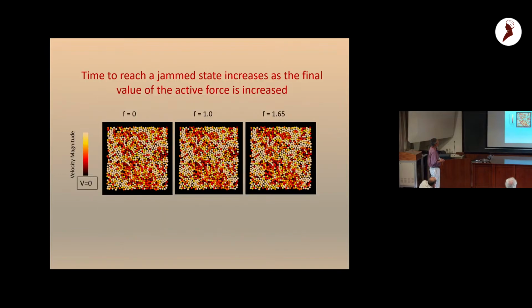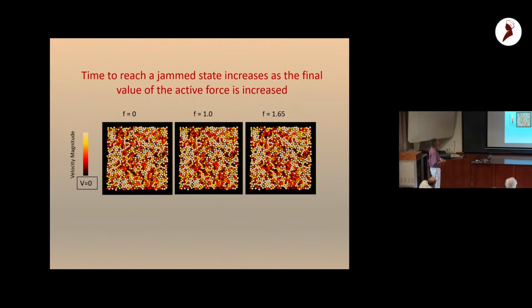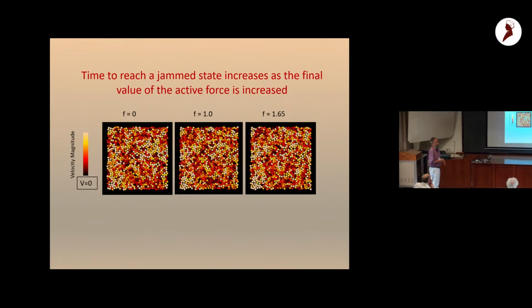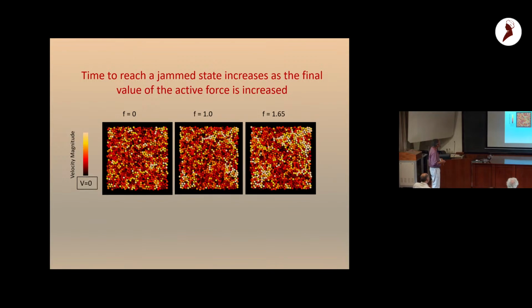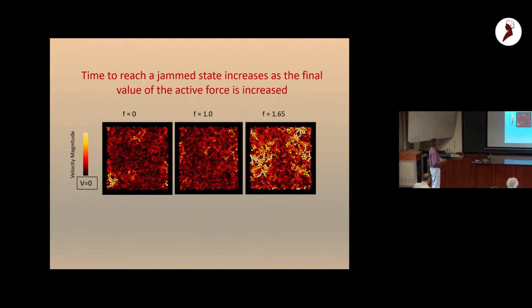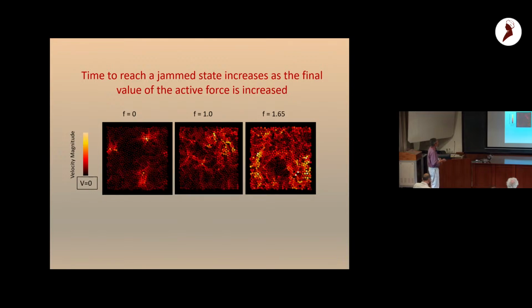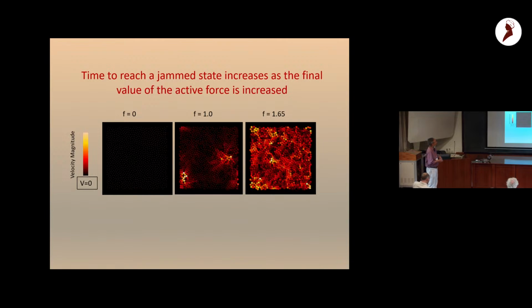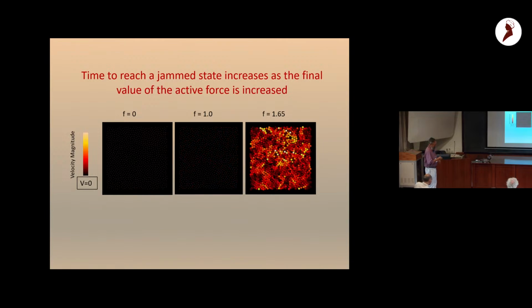And the time to reach a jam state increases as the value of f to which you quench becomes larger. So f equals 0 quenches quickly, f equals 1 takes a long time, and 1.65, which is close to the threshold as found in that earlier paper, takes a very long time. So I'll be done in about 3-4 minutes.